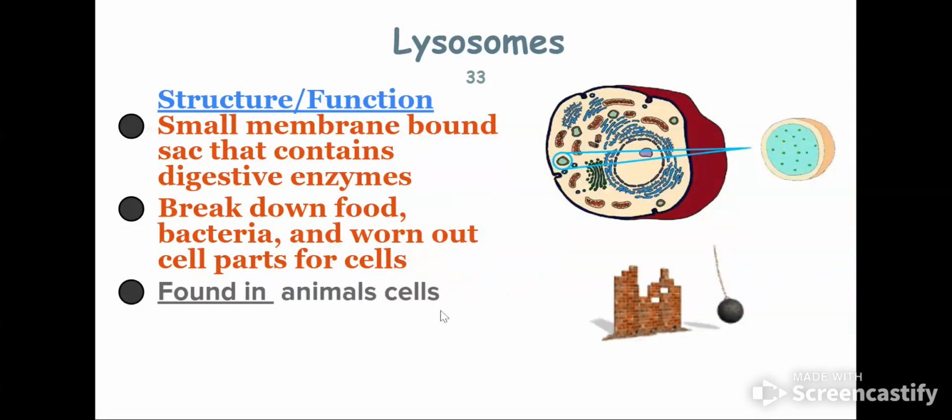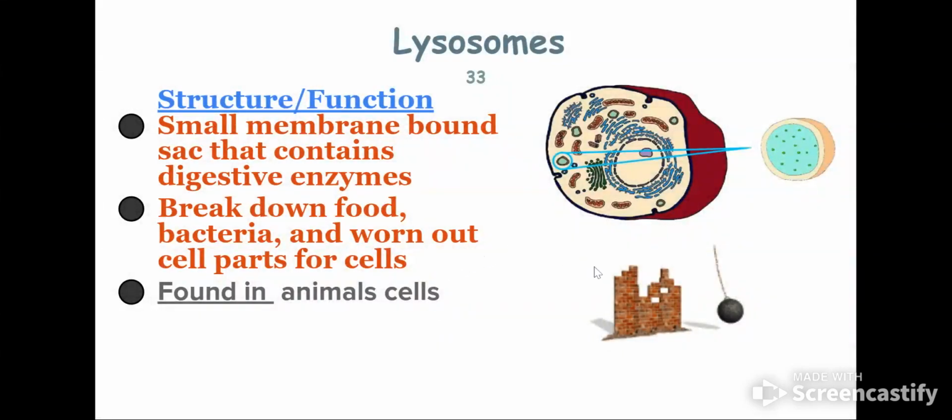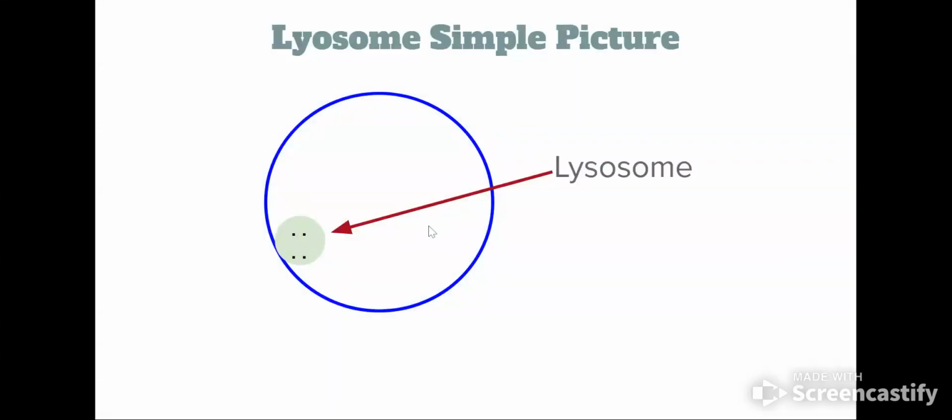This is found in animal cells. Some plant cells do have them, but it's very rare. So we're going to stick to just animals for this part. Simple picture, just kind of a sac and then some dots in it. This isn't really one that you'd have to identify often on a diagram.